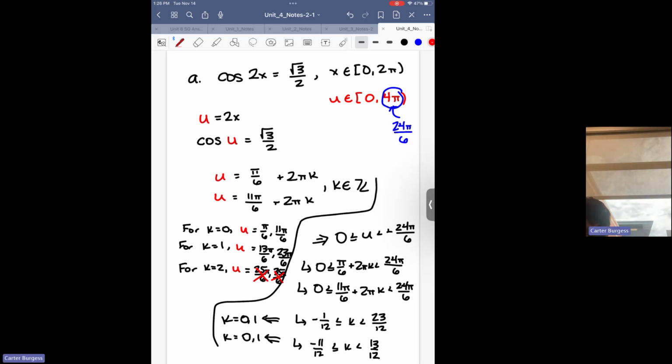Do I have to worry about negative values of k? No, 0 is our lower bound. If k is negative, then we get negative angles. We don't need to worry about negative values of k. Theoretically, could we worry about negative values of k? Sure, there's no reason why k couldn't be negative. It's just not going to give us solutions for this particular constraint, so we're not worried about it.